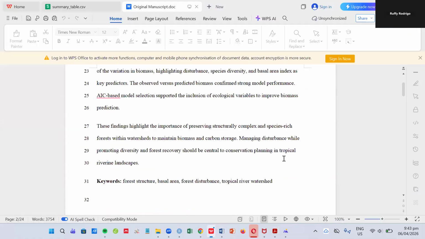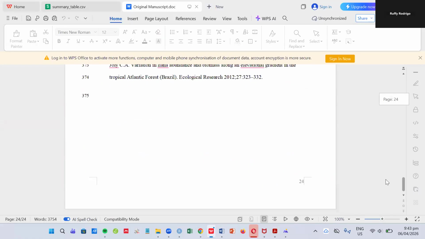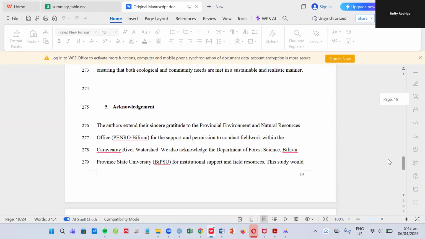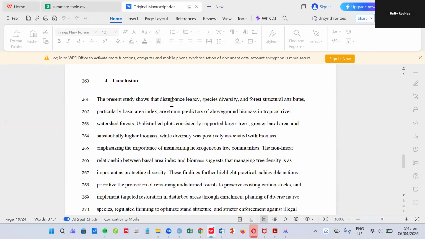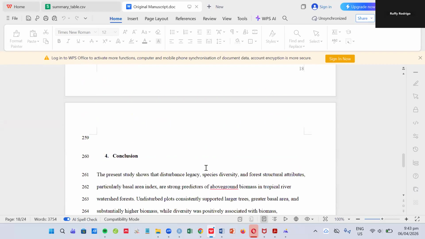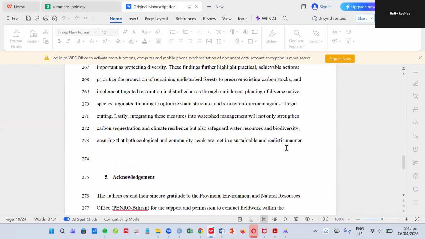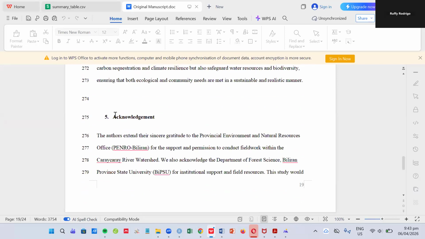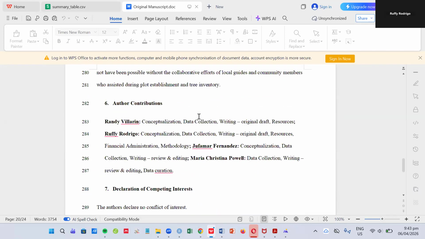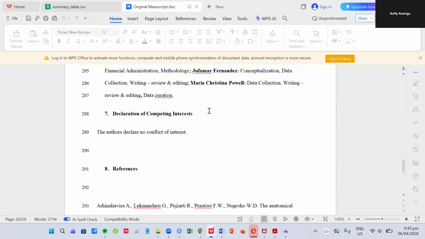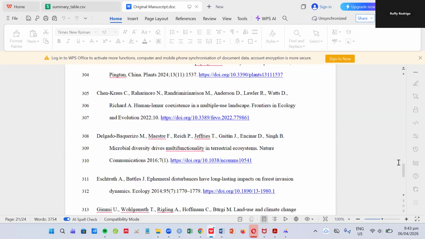In this case, I have a very short conclusion actually. So this is my conclusion: the present study, and so on. I only have one main paragraph because in this case I only have two to three objectives. And you can write the acknowledgement, author contributions, conflict of interest, references, and so on.